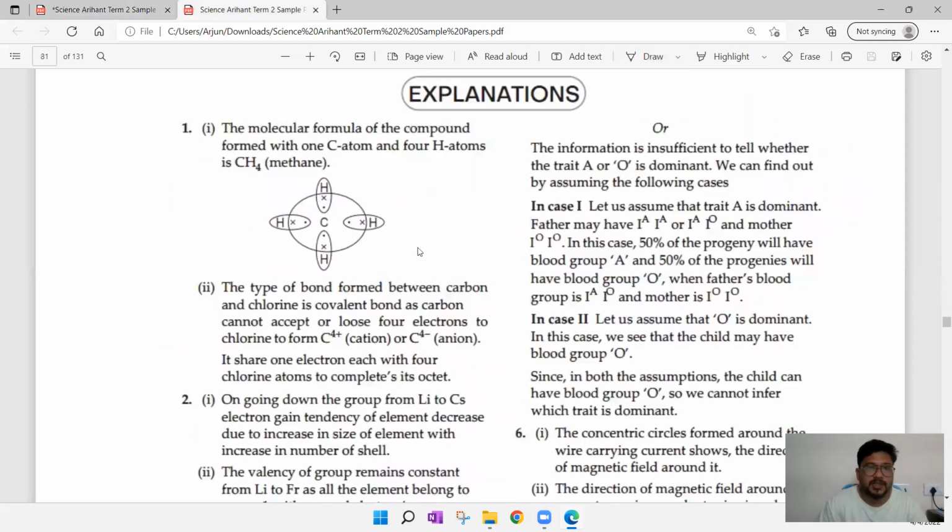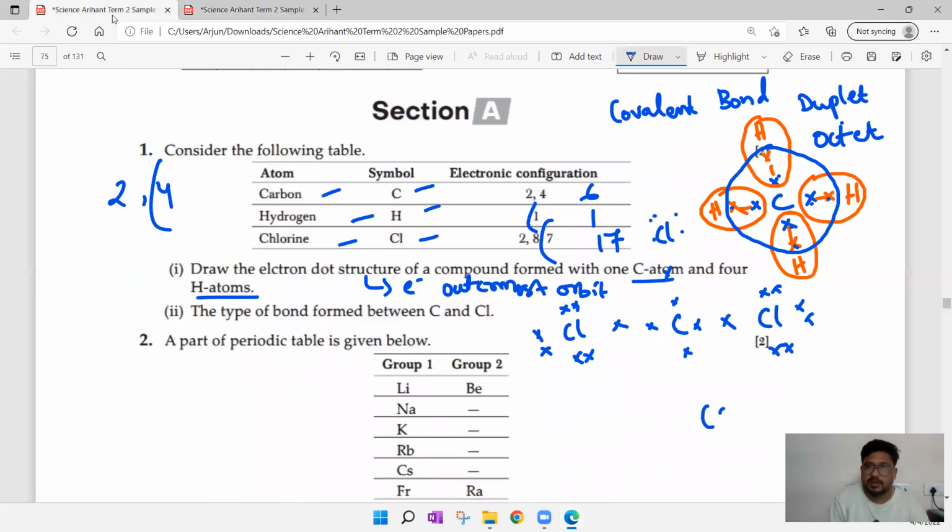And if you see the explanation, this is the diagram for 1 carbon and 4 hydrogens. And coming to this one, here also carbon and chlorine both will be sharing electrons, hence we will be getting covalent bond. This is the hint, covalent bond you have to underline. And you see, it shares 1 electron with each of the 4 chlorine atoms to complete its octet. So both will be satisfying octet rule. Like that, we have to write the answer.